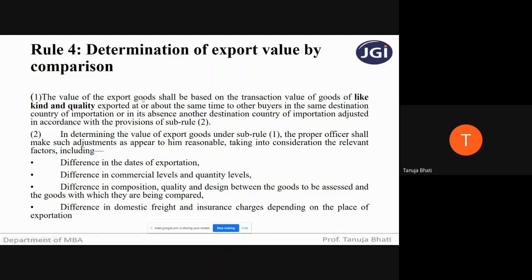The value of export goods shall be based on the transaction value of the goods of like kind and quality exported at or about the same time to other buyers in the same destination country of importation, or in its absence another destination country of importation adjusted in accordance with the provision of subrule 2. So students, what is this telling?